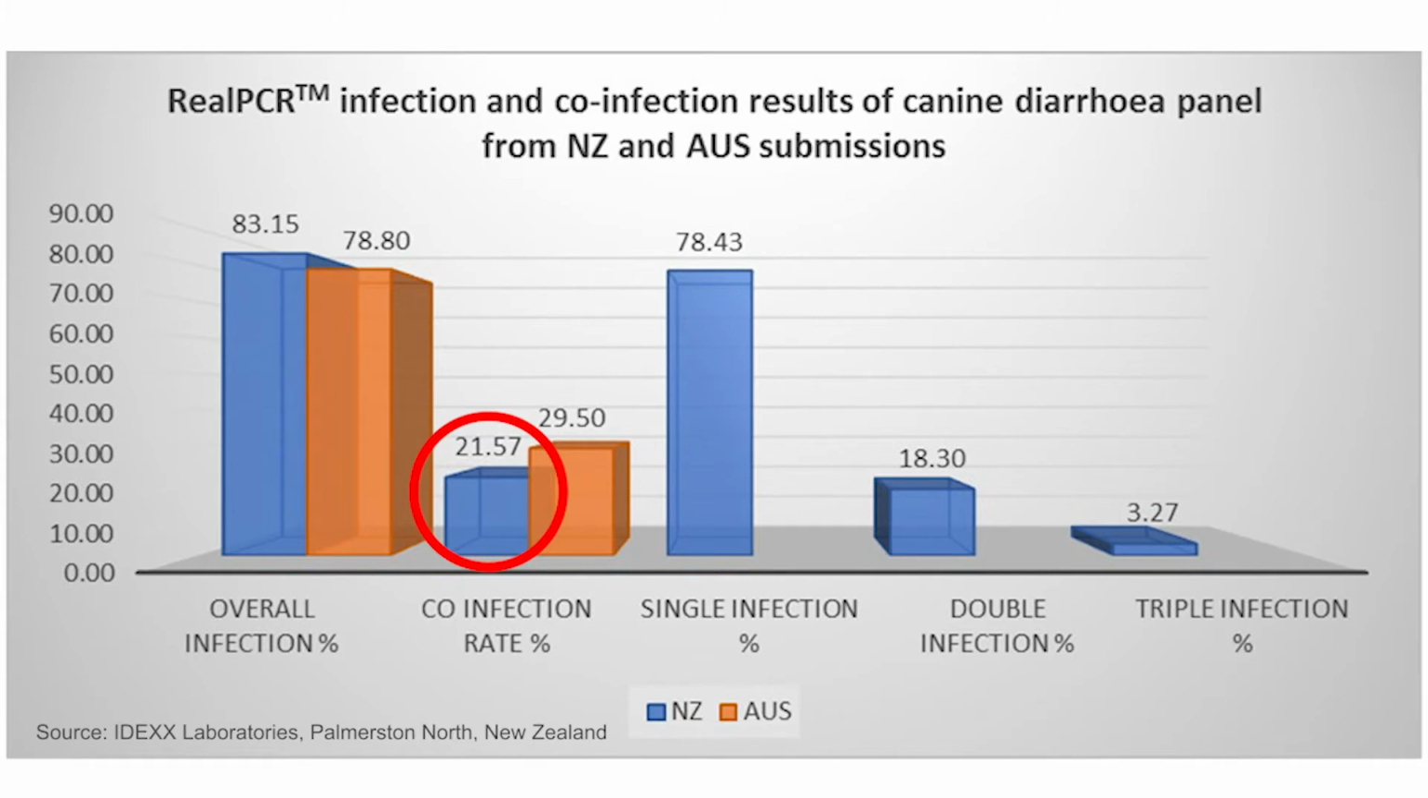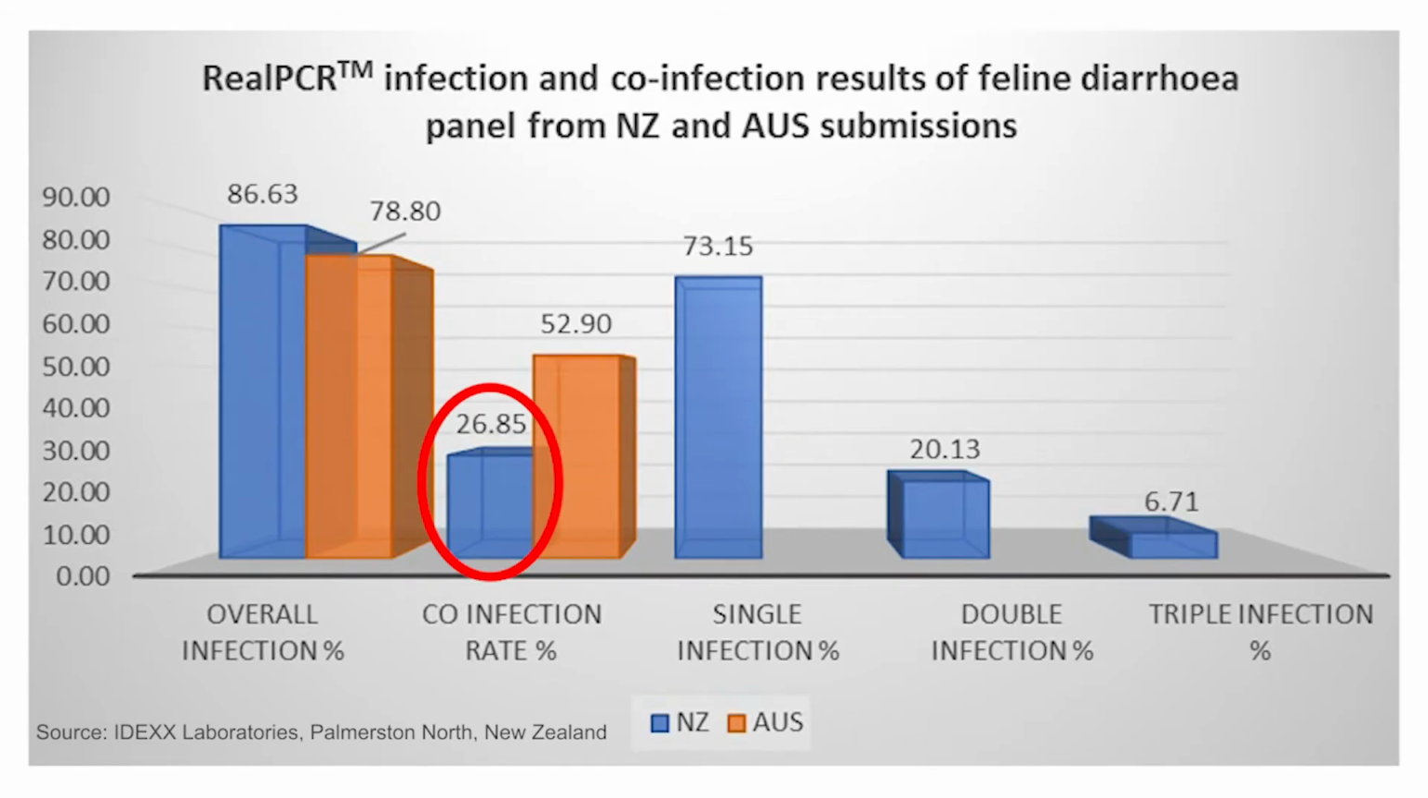What is the rate of co-infection in companion animals? This is a very important question. Our results from New Zealand indicated that infection with more than one pathogen at the same time is common. The most recent New Zealand data showed that 21% of canine diarrhea panel submissions and 26% of feline diarrhea panel submissions, which tested positive on real-time PCR, were also found to be positive for more than one infectious agent. That means 1 in 5 dogs and 1 in 4 cats.